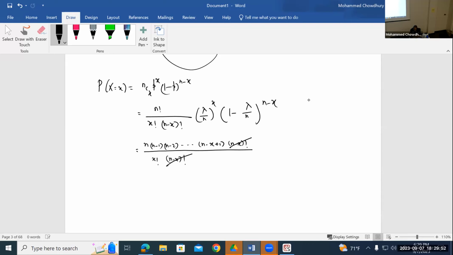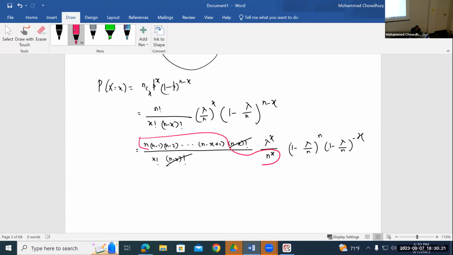I want to cancel this. Lambda to the power x, n to the power x, 1 minus lambda over n to the power n, 1 minus lambda over n to the power minus x. Okay, now I want to make this quantity equal to 1. This quantity equal to 1.